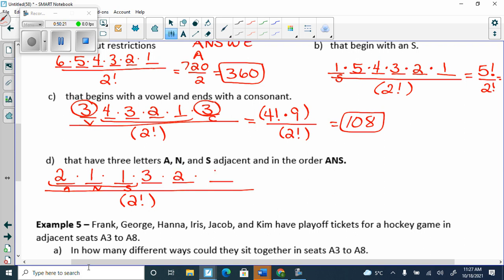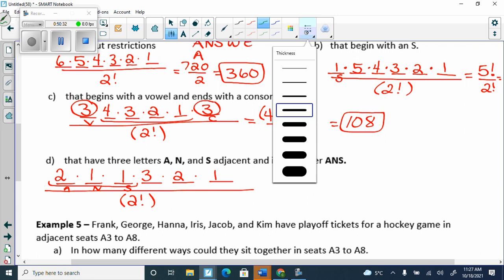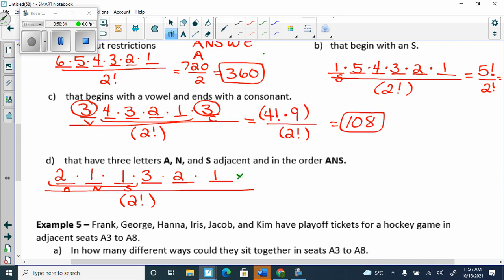2, 1. Now it says they have to be adjacent and in that order, but does it say they have to be at the front? No, so I multiply by 4. The 4 joining the 3, 2, 1 makes a 4 exclamation mark. This is not a 4 exclamation mark. It's just a 4. But 2 times 1 times 1 is 2.